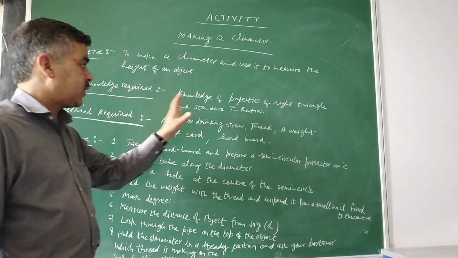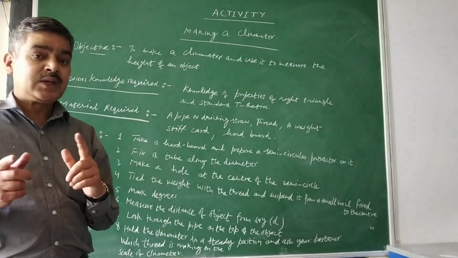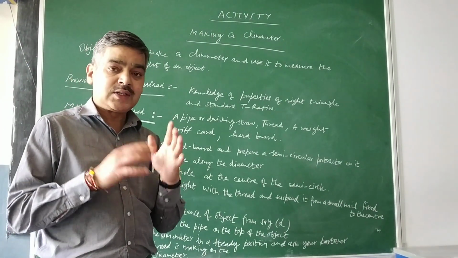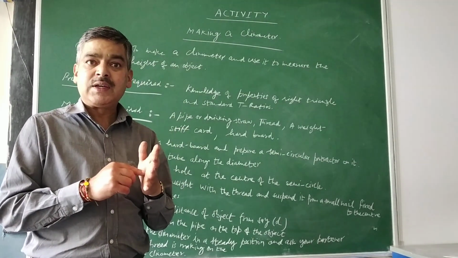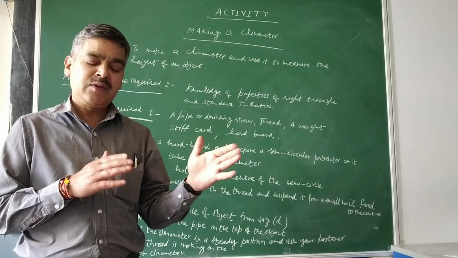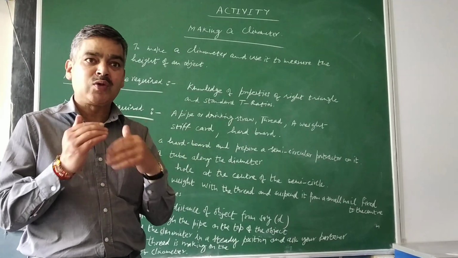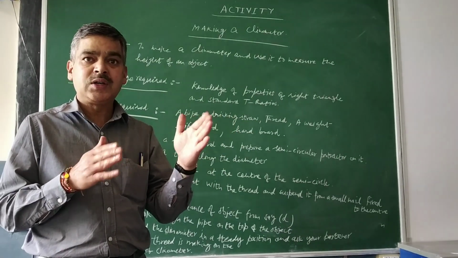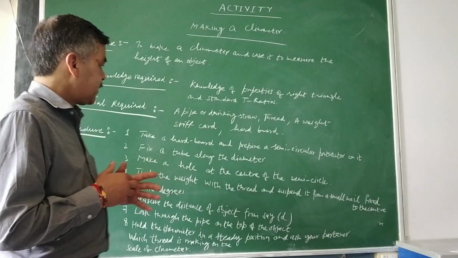Definitely the knowledge of the right triangle and the standard trigonometric ratios. I am repeating standard trigonometric ratios because that is part of your syllabus here: 30 degrees, 45 degrees, 60 degrees and 90 degrees. If you get any angle in between, please round it to one of these values, either 30, 45, 60 or 90, because that is your syllabus only.